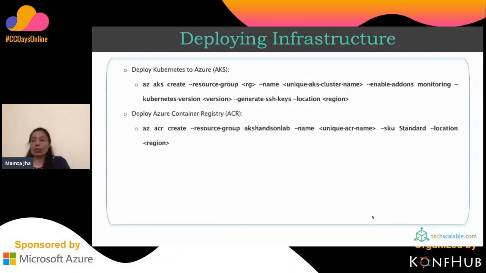The next resource which we would be creating would be the Azure Container Registry. So in that, we would say az acr create, which is the Azure Container Registry create. We are specifying the resource group in which you want to create it. You're giving a unique name for your container registry, and you're specifying the location. So with that, your Azure Container Registry will come up.